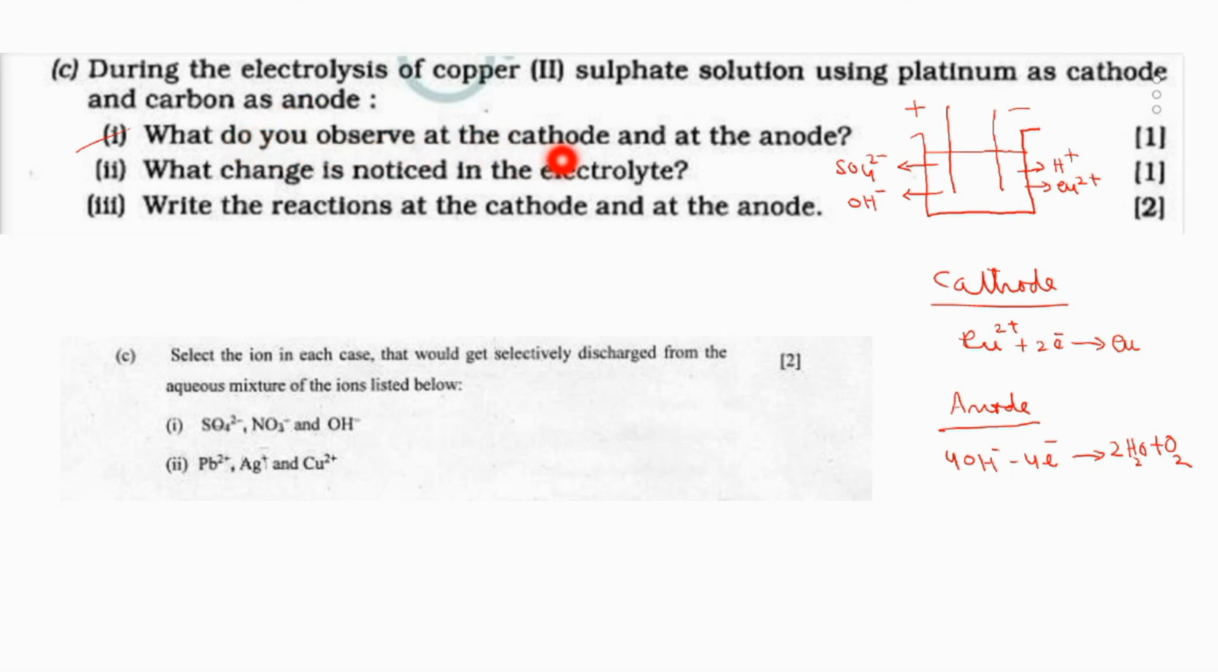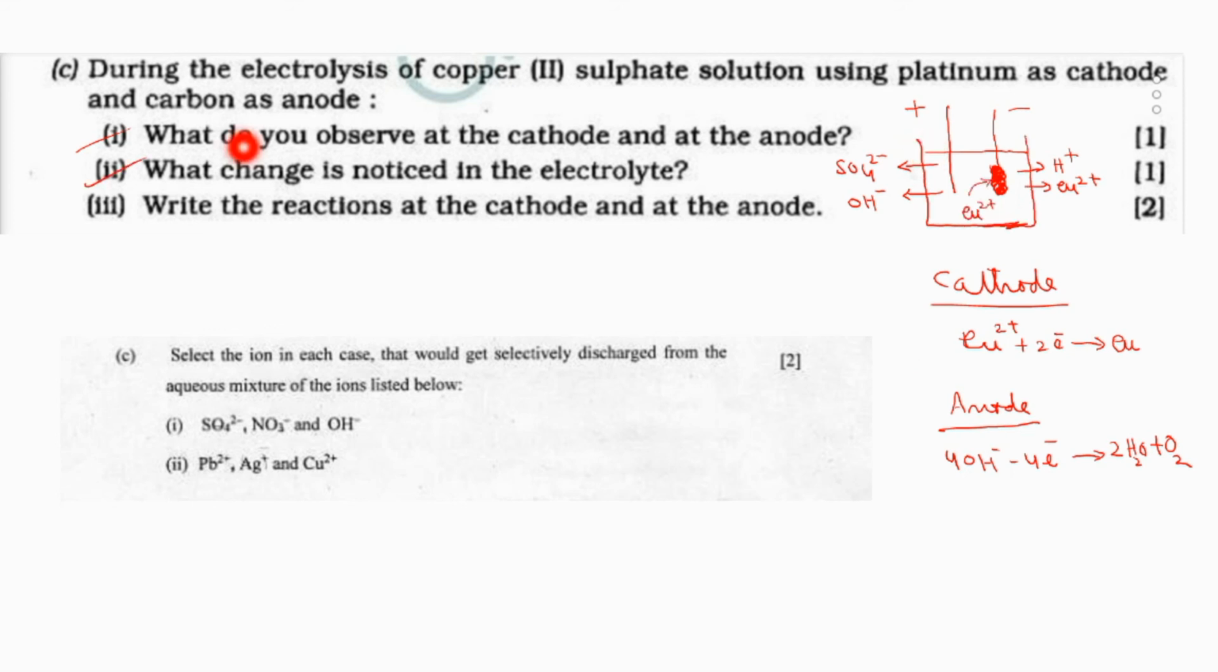What do you observe at the cathode and at the anode? What will be the observation at the cathode? You can say that a reddish brown metal will be deposited at the cathode, that is copper. Okay, what will be the observation at the anode? A colorless, odorless gas will be evolved at the anode, you can remember.